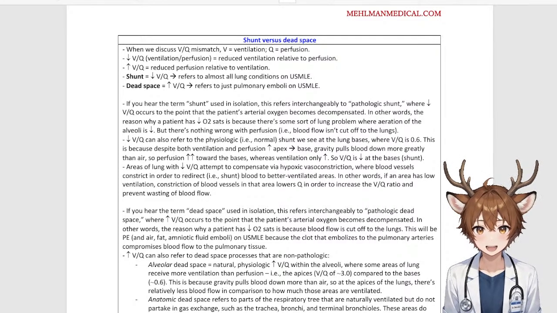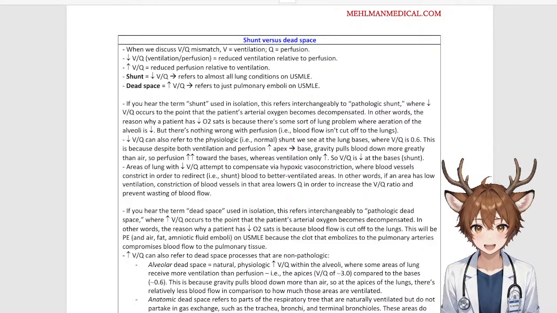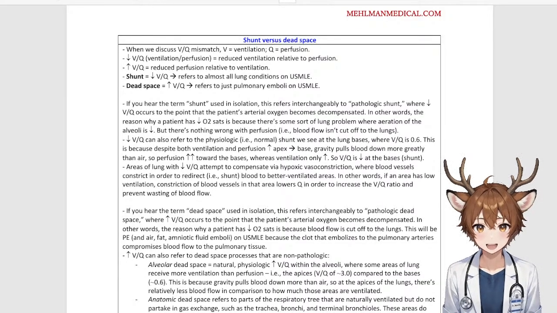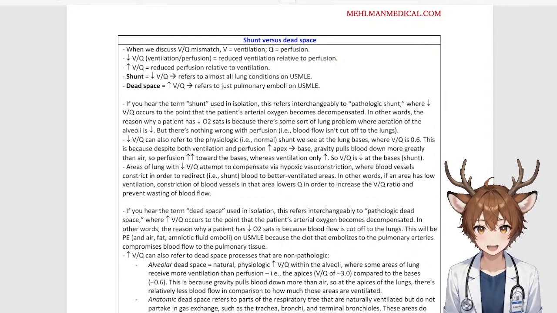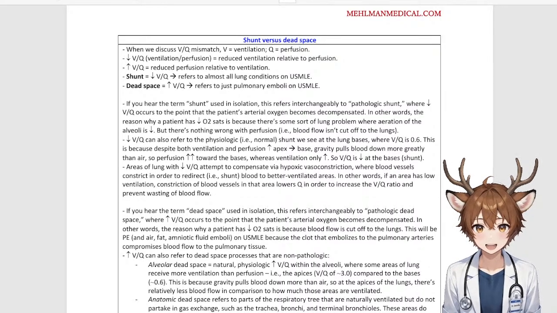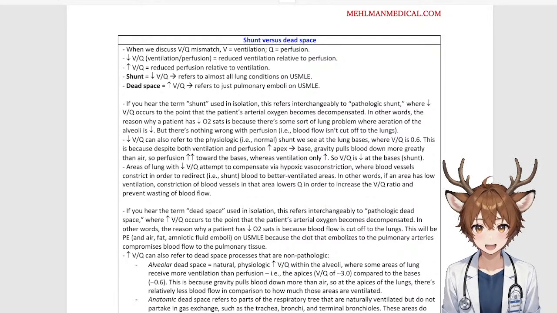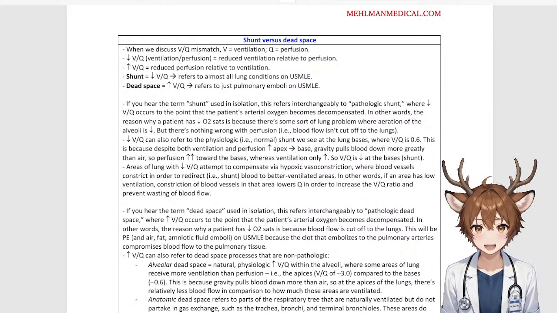So when you have a PE, it causes an elevated VQ mismatch, causes dead space to exist, and it reduces the perfusion relative to ventilation, which makes sense, right? So pulmonary embolism reduces perfusion, which causes a high VQ, which means you have dead space, okay? And conversely, everything else causes reduced ventilation, which means you're going to have a low VQ, which means you're going to have a shunt.